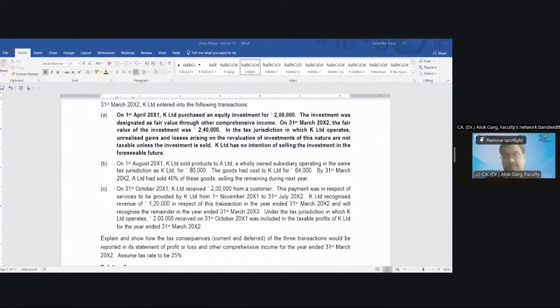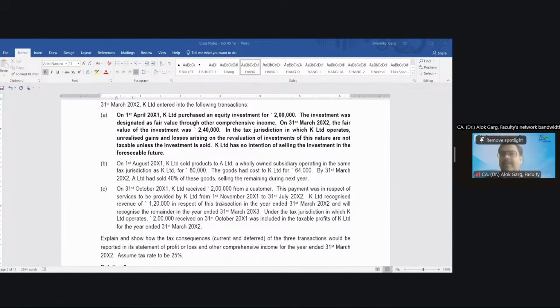Okay. The intention of the entity is not to dispose of this investment, right? K Limited has no intention of selling this investment in the foreseeable future. Will it affect your accounting? No. Foreseeable future means within 12 months. This statement is given just to confuse you. It will not impact your accounting, right?